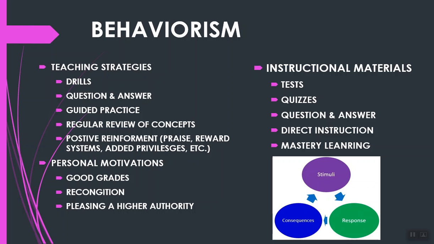Personal motivations for behavioralist learning would be good grades, recognition, and pleasing a higher authority. For K through 12, that might be pleasing their teacher, their mentor, or their parent. They get that praise. For higher education, it might be to please themselves or still please their parent, or for a reward, and pleasing their boss when you go into the workforce.